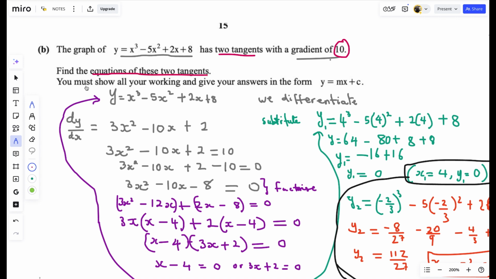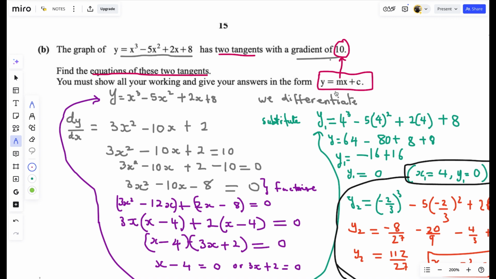To do this, you must show all your working and give your answer in the form y equals to this. The 2 equations you're going to get, you must put in the form of the equation of a straight line, y equal to mx plus c. Remember, we already know the gradient. The gradient is 10 for the 2 tangent lines. So we are good to go.